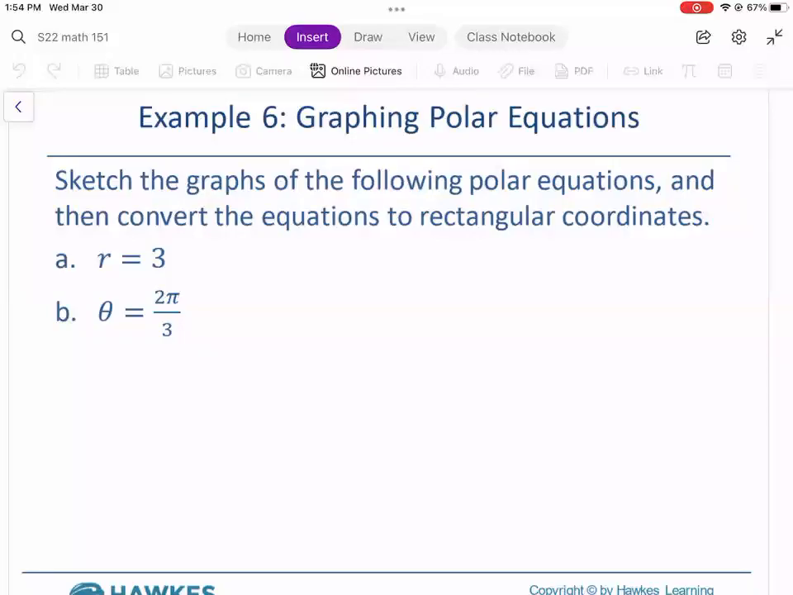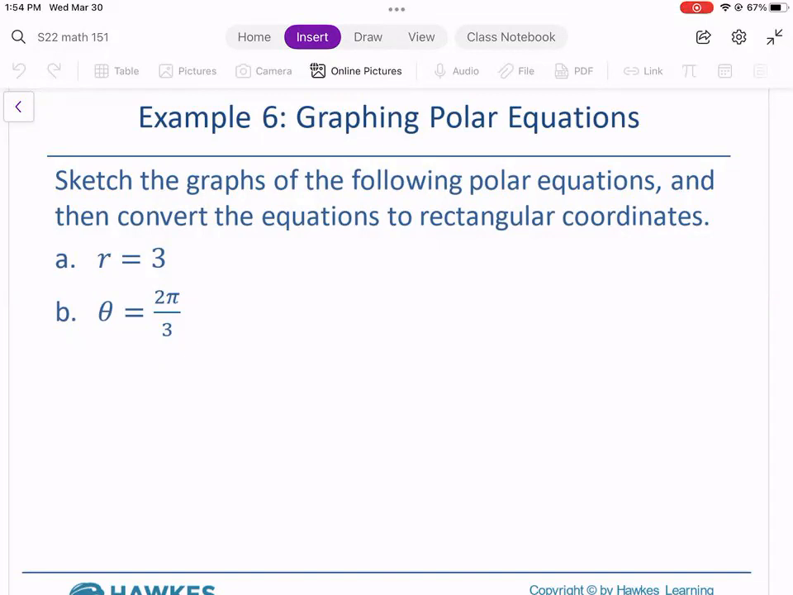One of the last things we're going to look at is graphing polar equations. As you practice these, it's going to become easier, but the best way to do it is to just do a bunch of examples. Let's begin with some that just contain r or just contain theta.